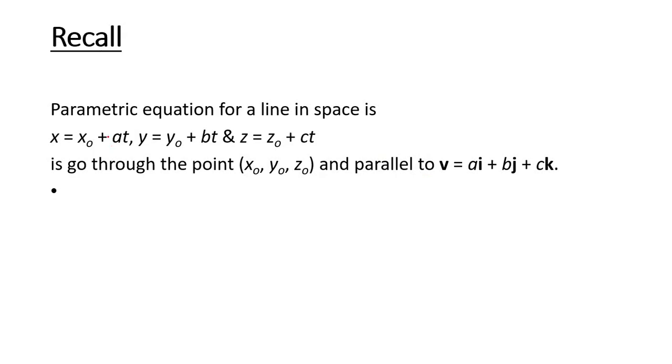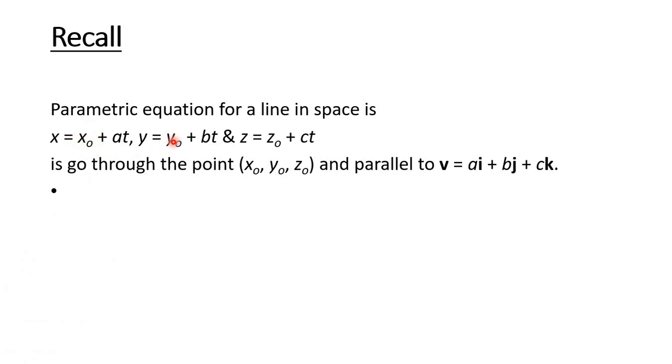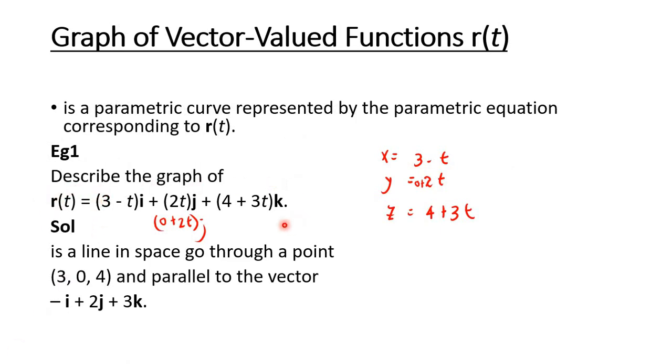Because, recall, we have the parametric equations for a line in space: x = x0 + at, y = y0 + bt, and z = z0 + ct. It goes through the point (x0, y0, z0) and is parallel to the vector ai + bj + ck. That's why this vector valued function passes through the point (3, 0, 4) and is parallel to the vector -1i + 2j + 3k.